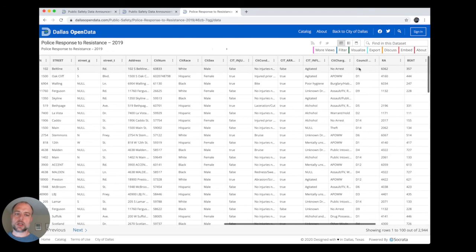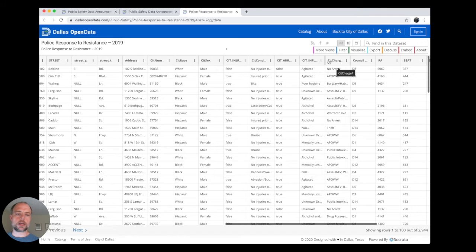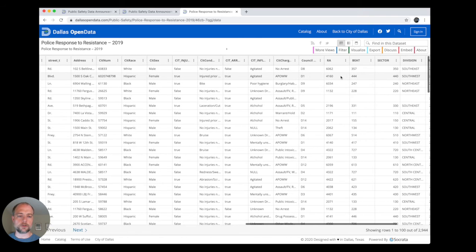Not sure what the citizen info A is. So was a citizen charged? No, there was no arrest. APOW is apprehension by a police officer without a warrant. So this is usually a social service referral. Someone who has some kind of obvious mental health issue and is being arrested and taken into care for whatever reason related to social services provision.